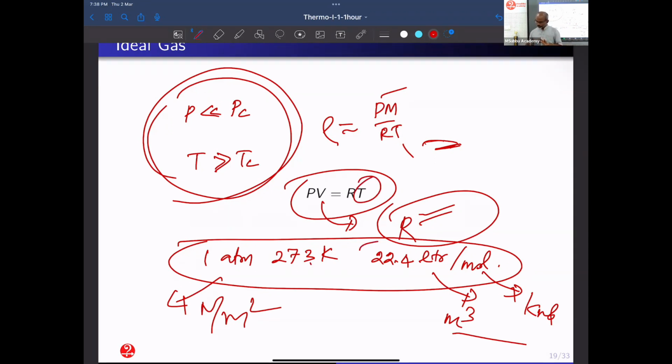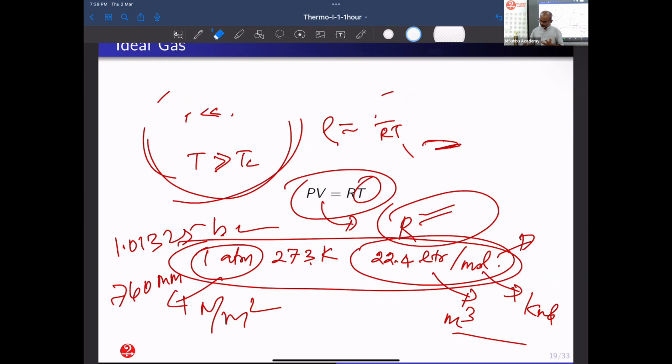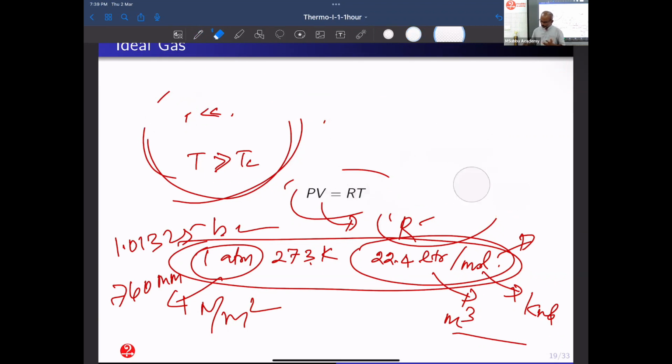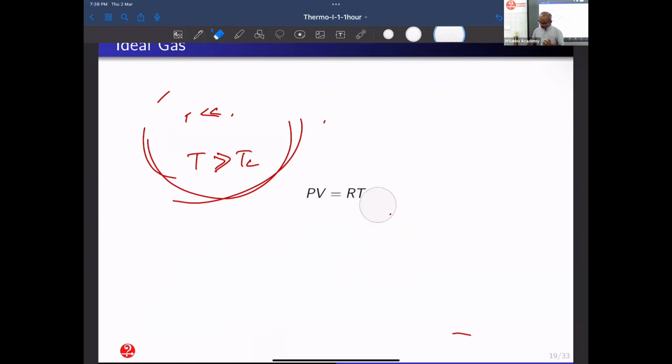Any ideal gas occupies a volume of 22.4 liter for a mole. Mole refers to simply gram mole. That is 22.4 meter cube per K mole. And this 1 atmosphere, you can also write as 760 mm of Hg or 1.01325 bar. So you can use a variety of such units, and you can report this R in a variety of ways. This I will remove, as it is not necessary, and I will use it later.